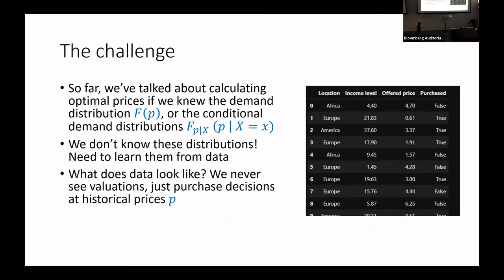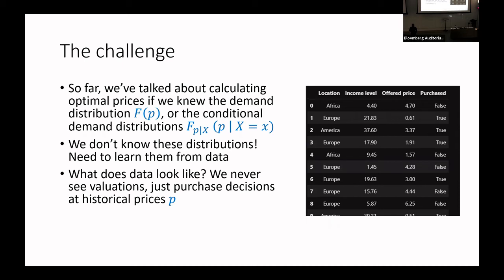And so what does the data look like? This is actually just a screenshot of the data frame that we give you in the homework. In most settings, each row is a customer in the past, and you have some covariates. Maybe you have location, maybe you have income, and then you have the price at which you offered them the item, and then you have their decision for whether they purchased.